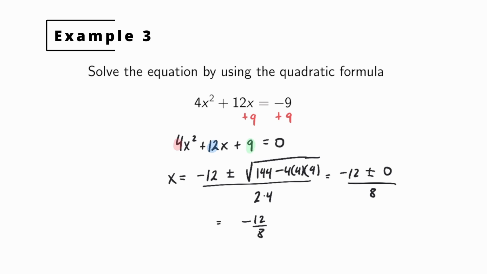And so finally we can simplify this. Both 12 and 8 have a factor of 4. So this becomes negative 3 over 2. So in this case, we have only one real solution.